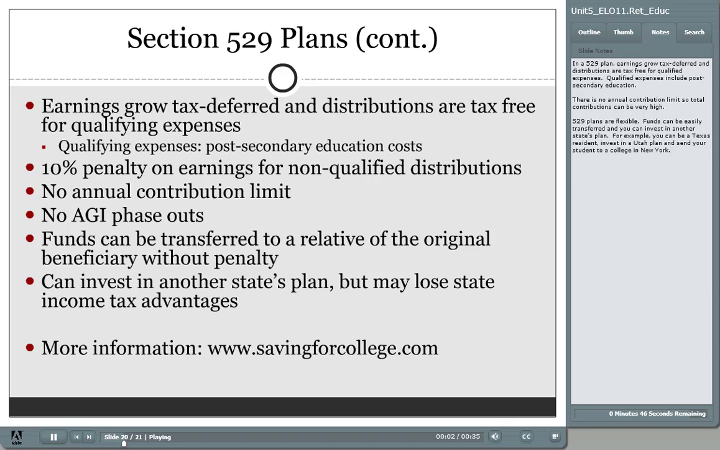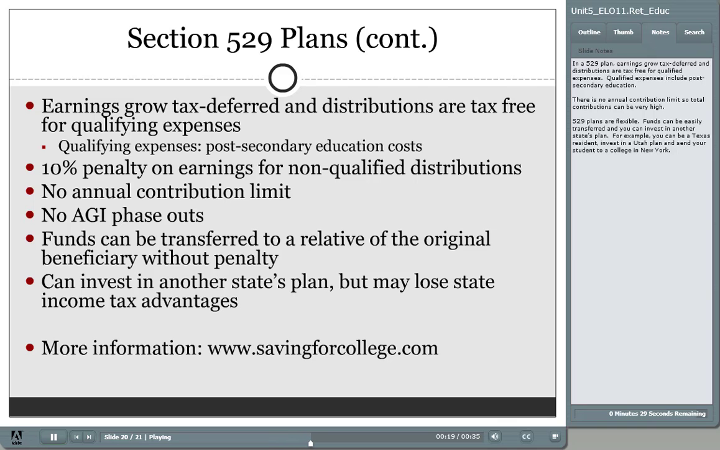In a 529 plan, earnings grow tax-deferred and distributions are tax-free for qualified expenses. Qualified expenses include post-secondary education. There is no annual limit, so total contributions can be very high.